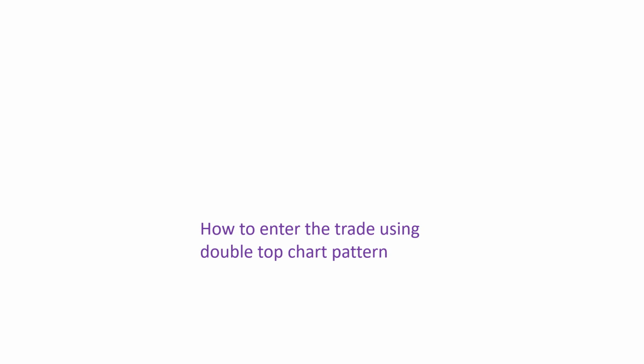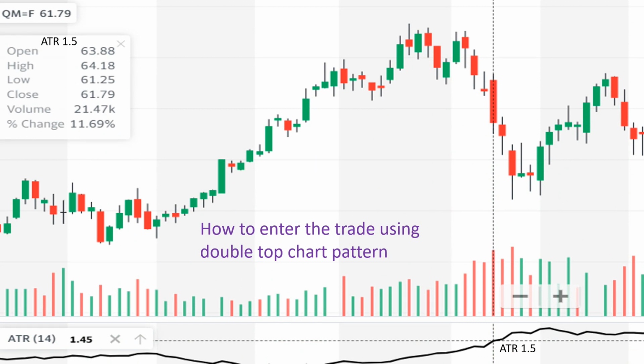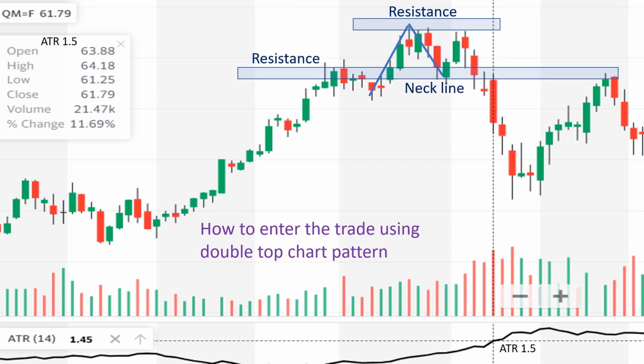How to enter the trade using double top chart pattern. This is the price trend QM stock D1 time frame. A double top occurs when the market pushes up toward a level of resistance. Then the price got rejected by the resistance level and bounced back, going downward, hitting the support previous resistance, and it got rejected by the support, hitting upward.